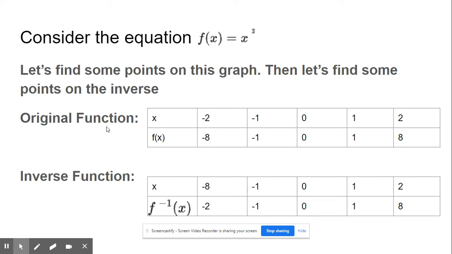Now we're going to look at cubic functions. Let's consider some points in the graph of f of x equals x cubed, as well as points on the inverse function, which would be the cube root of x.